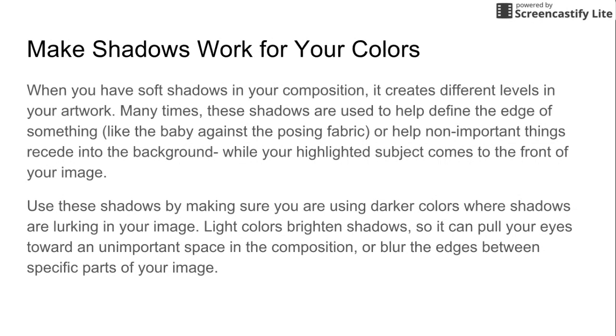When you have soft shadows in your composition, it creates different levels in your artwork. Many times these shadows are used to help define the edge of something. One example is the baby against the posing fabric. You want those clean edges, those flat hands. That helps define the space between your baby and your background, and that little line of shadow really helps too. It also helps define non-important things that recede in the background.